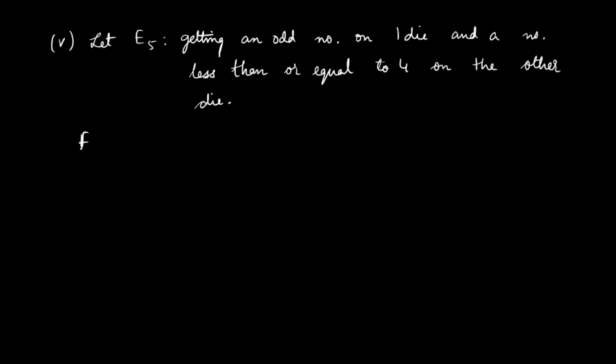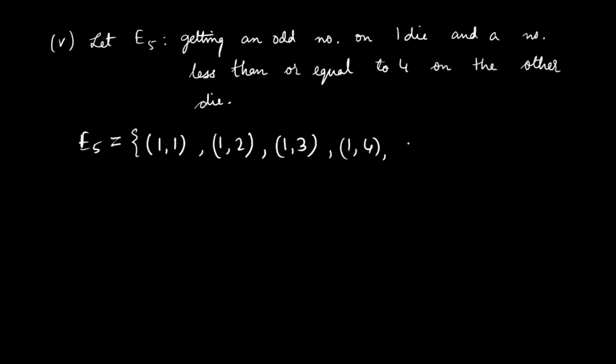So what will be the elements of this event E5? 1, 1 is possible because 1 is also an odd number and a number less than 4. Let's see for 1, 2. 1, 2 is also possible because 1 is an odd number, 2 is a number less than or equal to 4. 1, 3 is also possible because 1 is an odd number and 3 is a number less than or equal to 4. 1, 4 is also possible. Let's see for 1, 5. Now here 1 is an odd number but 5 is not a number less than or equal to 4.